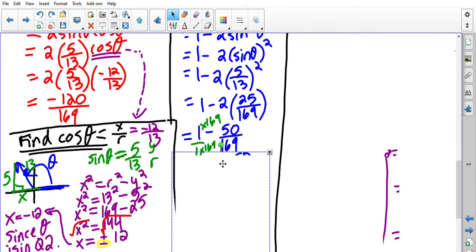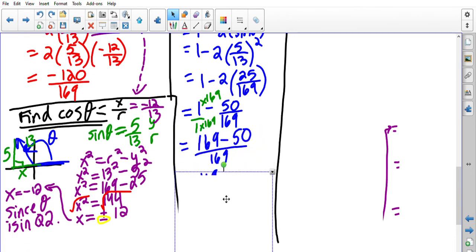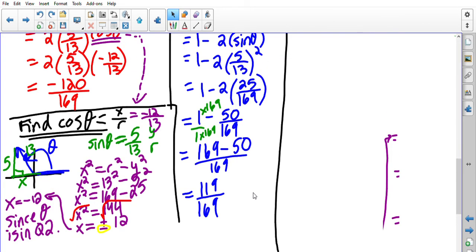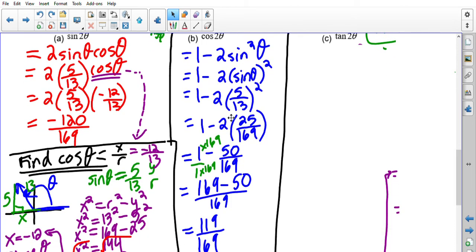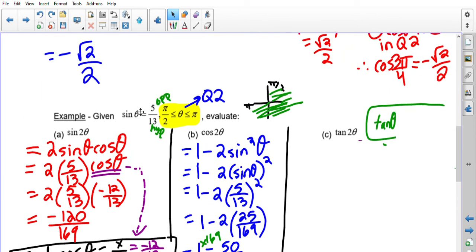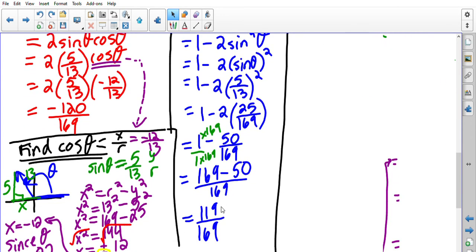We want to find a common denominator of 169, so multiply top and bottom of the 1 here. So we get 169 minus 50 divided by 169. And that simplifies to 119 divided by 169. And that is the value of cos 2 theta. And we were able to do that by knowing one ratio, where the k value was 1, and we actually never had to solve for theta.